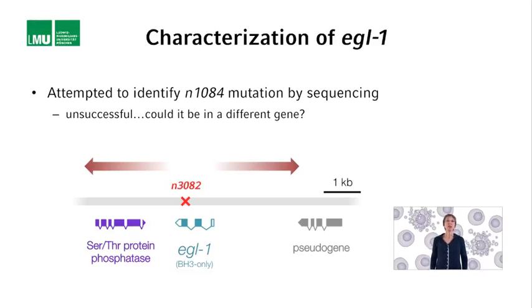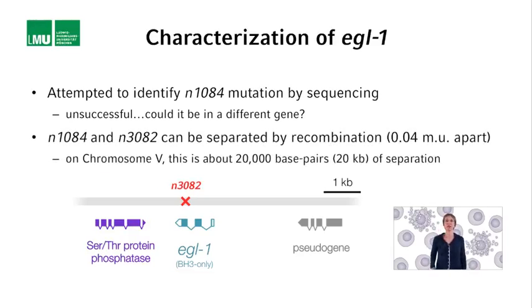For this reason, I did some more mapping in order to see whether I could separate the 2 mutations by recombination. And I could. But they were very closely linked, only 0.04 map units, which translates into about 20,000 base pairs or 20 kb. The mapping provided some useful information with respect to the order of N1084 and N3082. The mapping indicated that N1084 was to the left of N3082 on chromosome 5.